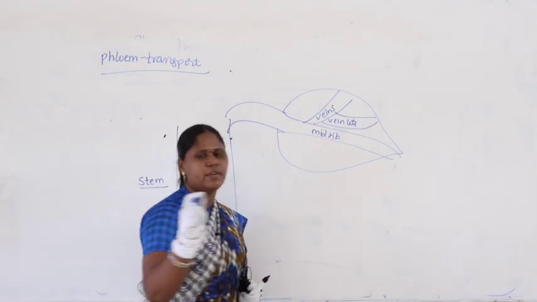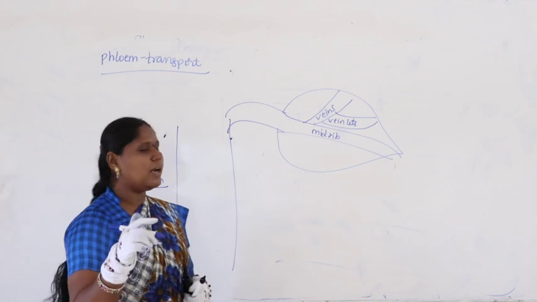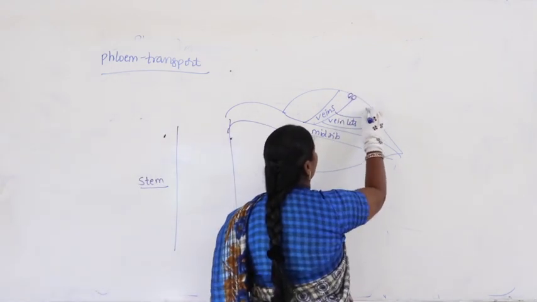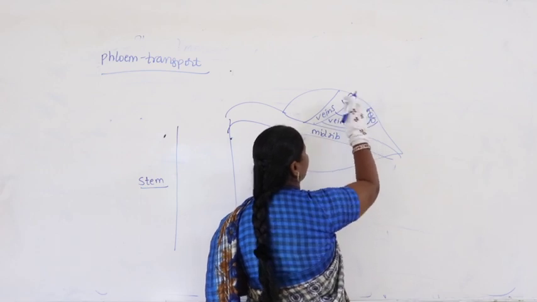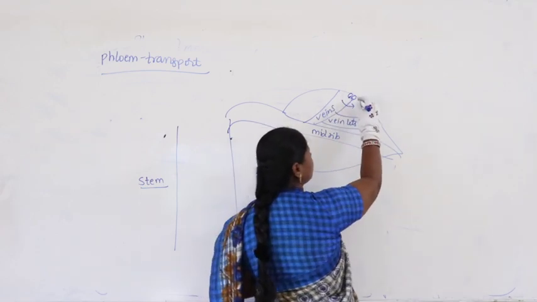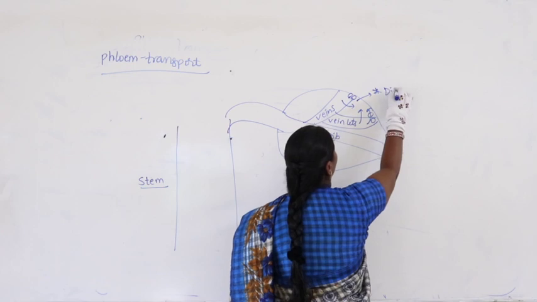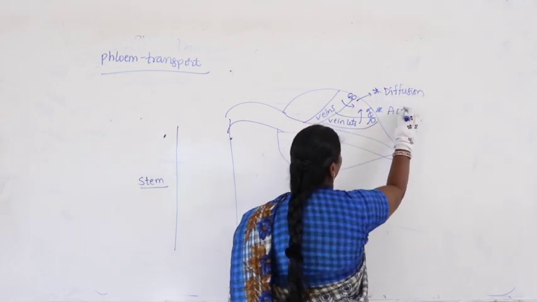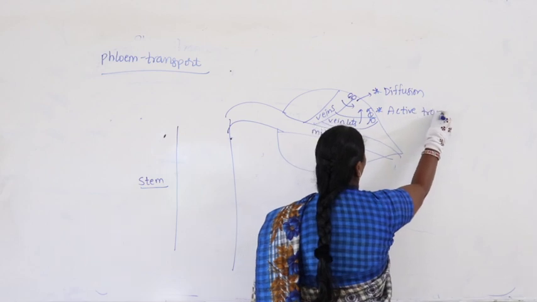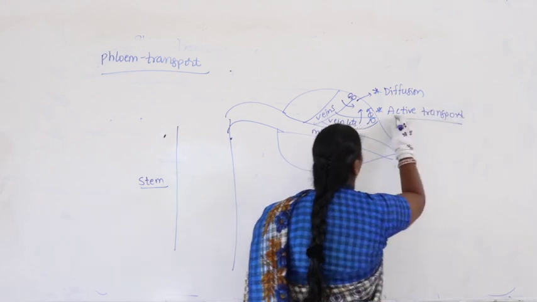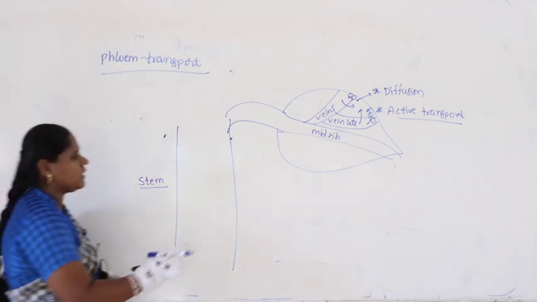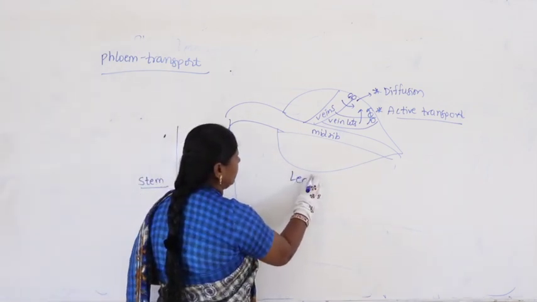Guys, if you remember, earlier we discussed the point, how unloading of minerals occurs at the veins, we already have discussed. Unloading occurs from the veins and veinlets into the mesophyll cell. This is either by diffusion or by active transport. You remember, or by active transport. So here if you look at, the leaf acts as a source.